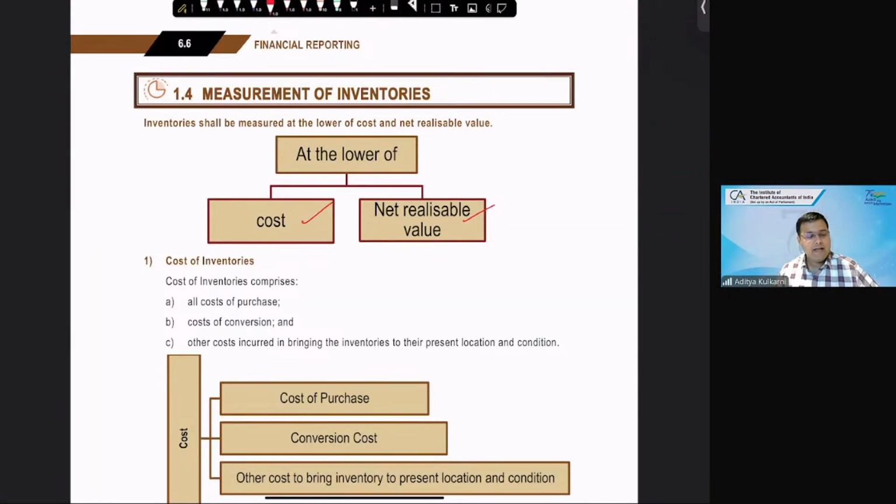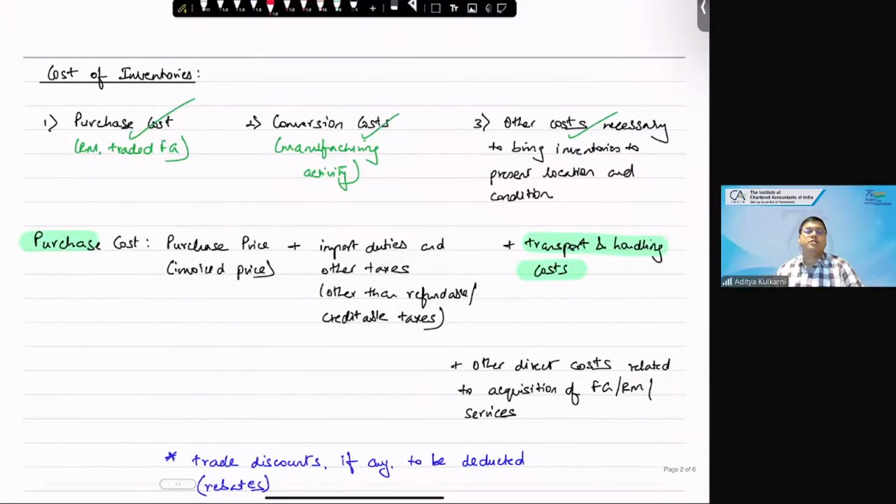Okay. So there, everybody is clear. I will not spend much time. But coming to cost, what is cost? So in this case, cost of inventories will be your purchase cost. What all are you going to purchase? You will either purchase traded goods. If you are trading, then the traded finished goods will be your purchase cost, or it will be your raw material if you are manufacturing. So your purchase price plus conversion costs.